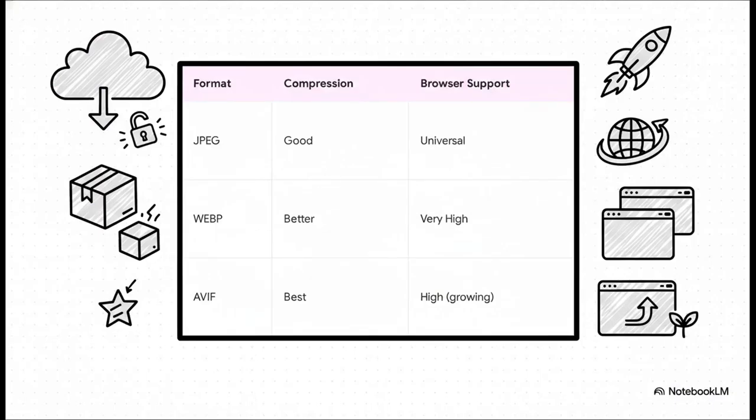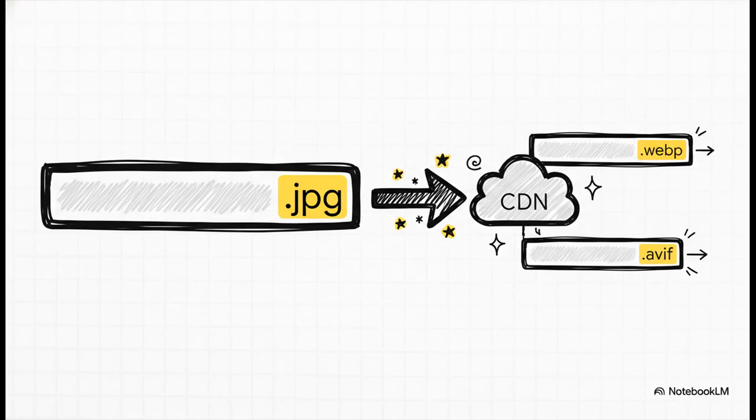Seriously, if you're still serving JPEGs for everything, you are leaving so much performance on the table. Formats like WEBP and AVIF are just miles ahead when it comes to compression. AVIF gives you the absolute smallest file sizes, but WEBP has incredible browser support, so it's a really safe and powerful bet. And here's where a good Image CDN just feels like actual magic.